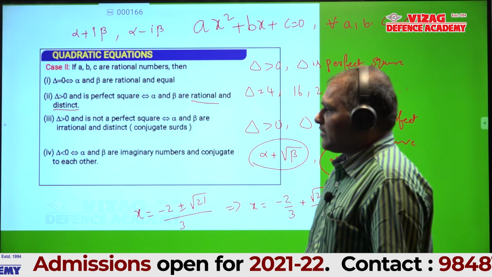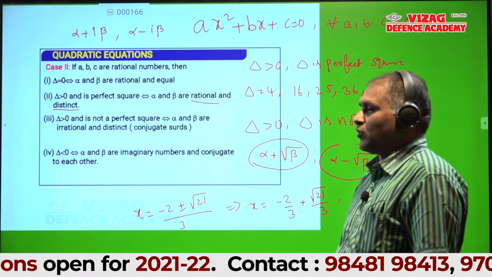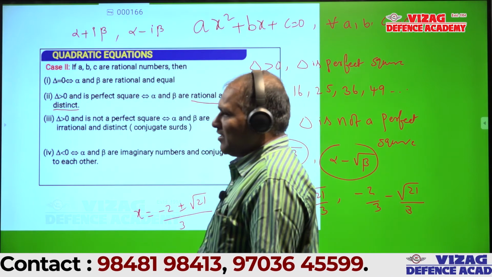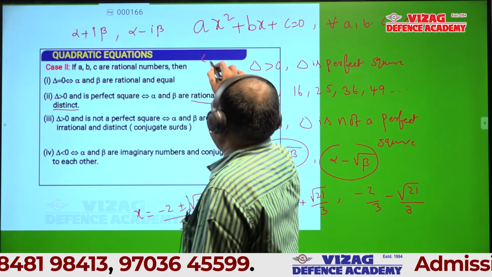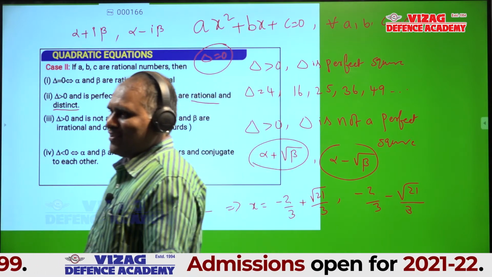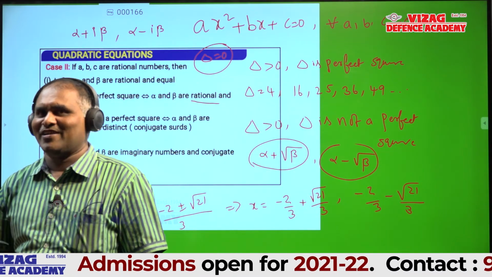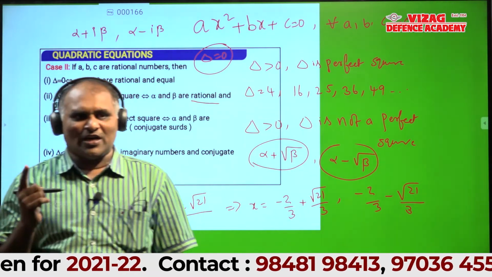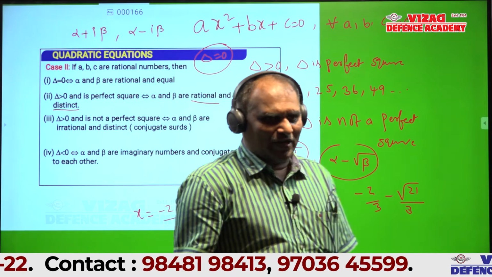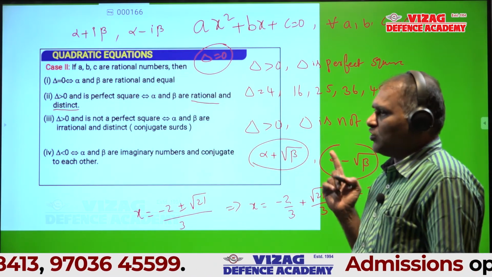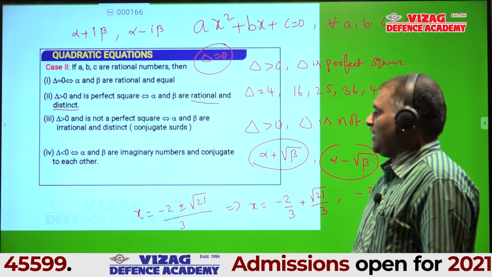Yesterday I told you about the roots when delta is equal to 0. Delta is equal to 0, the roots are minus b by 2a. Roots are real and equal. Therefore, when delta is equal to 0, roots are real and equal.